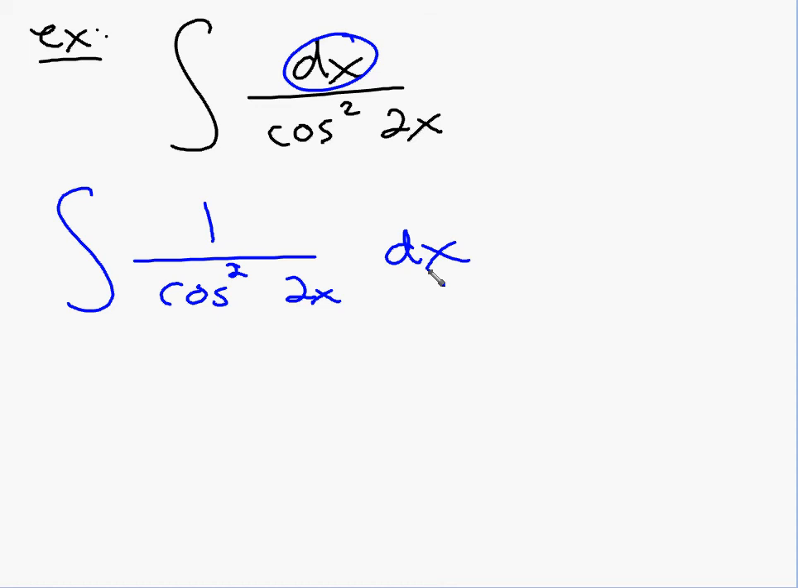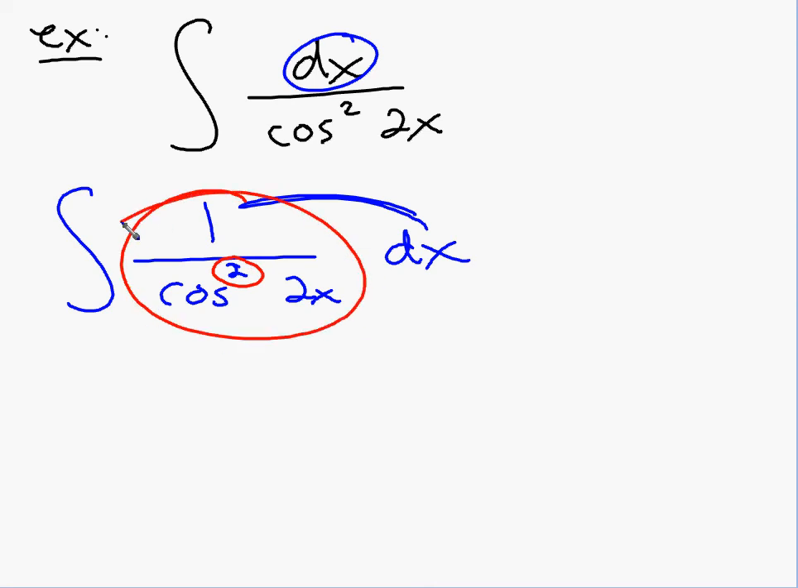And if you think about it, it does make sense. Dx times 1 is dx, and that's how they came up with it. All right? Now, if I try to do a substitution here, it's not going to help me because I have this cosine squared thing. So there is another way I can write this, though. 1 over cosine is secant. So I can write this as the integral of secant squared 2x dx.